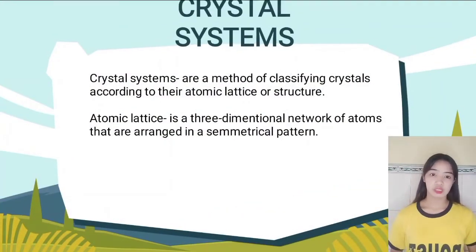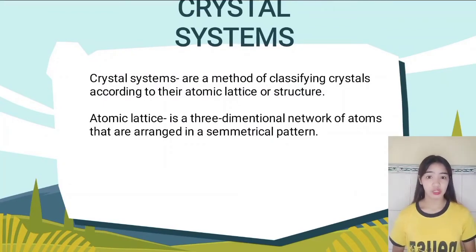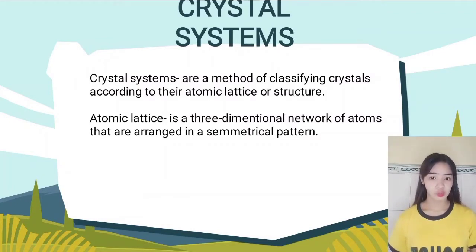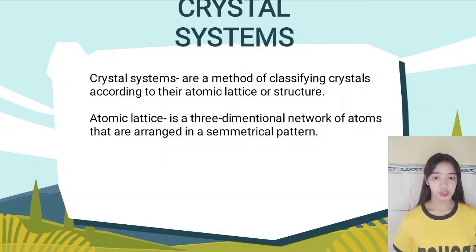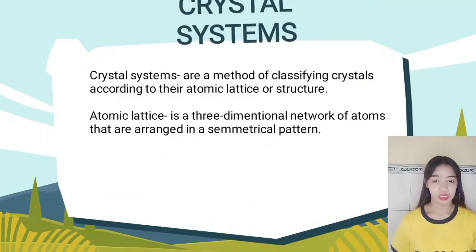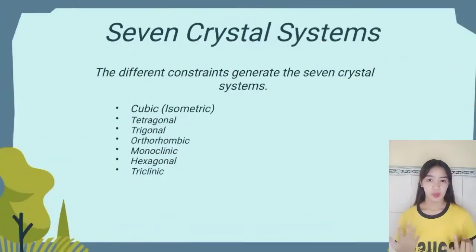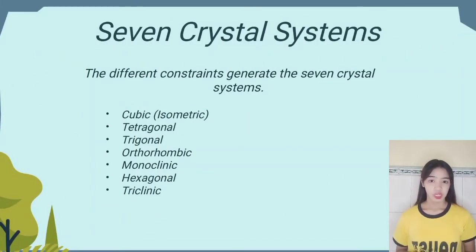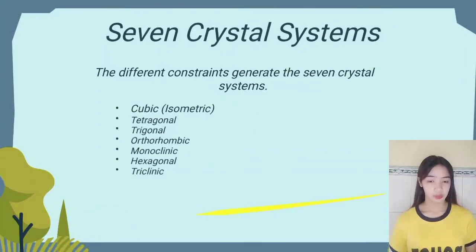The 7 crystal systems are a method of classifying crystals according to their atomic lattice or structure. An atomic lattice is a 3-dimensional network of atoms arranged in a symmetrical pattern. The shape of a lattice determines not only which crystal system the crystal belongs to, but all of its physical properties and appearance. There are 7 crystal systems, each of which has a distinct atomic lattice, and these are cubic, tetragonal, trigonal, orthorhombic, monoclinic, hexagonal, and triclinic systems.